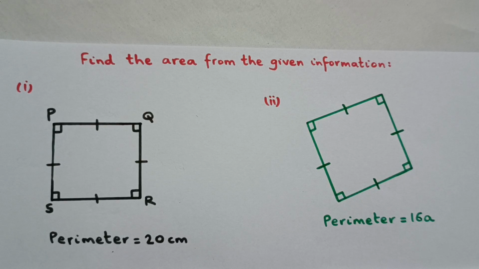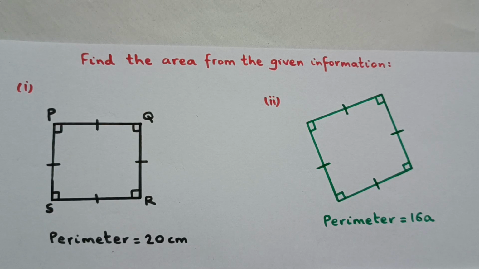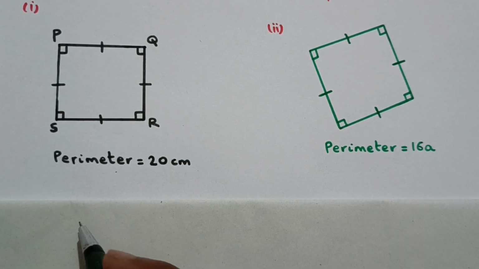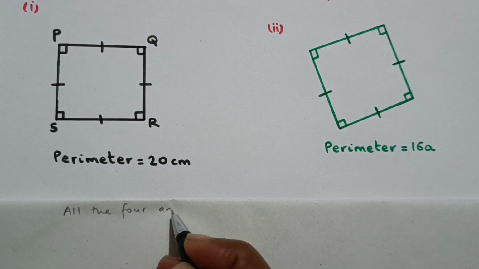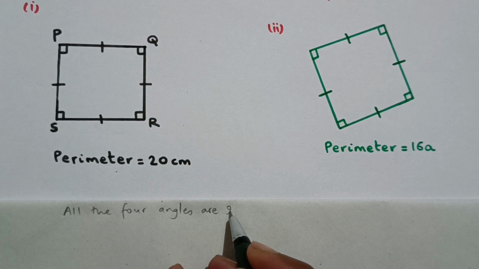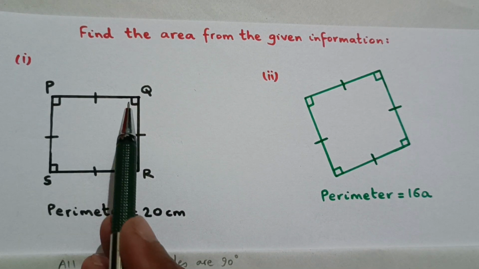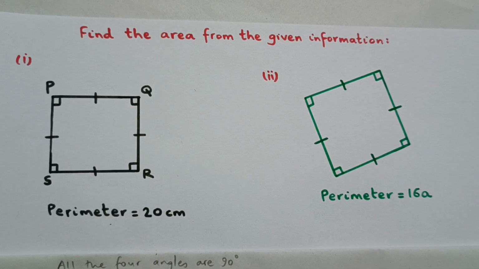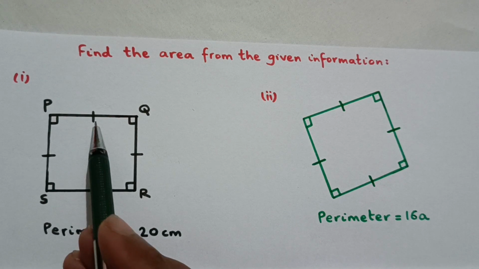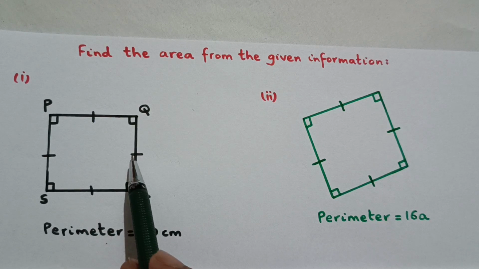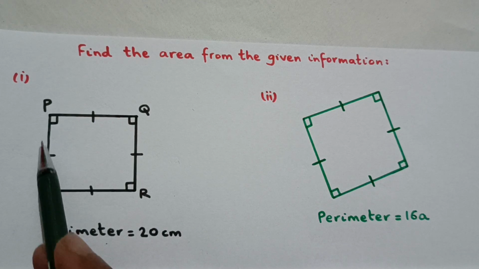In quadrilateral PQRS, I can see that all the four angles are 90 degrees. So my first observation is all the four angles are 90 degrees. My second observation is I can see this symbol on all the four sides of this quadrilateral.